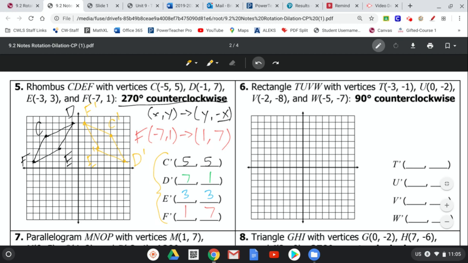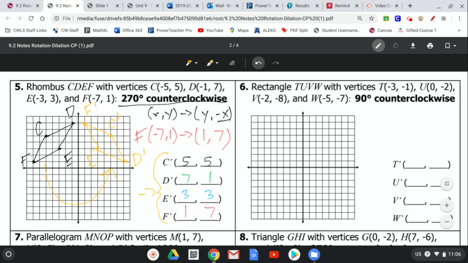All right, guys. So what I went ahead and did is just plotted those points from our prime figure over here. So I plotted all those coordinates that we just figured out under the rotation of 270 degrees counterclockwise, and it's rotating from the black figure to the yellow figure. Okay. All right. So it's moving. And if you guys haven't noticed, any 270 counterclockwise is moving 3 quadrants.